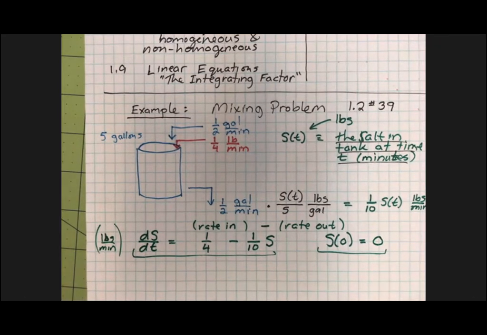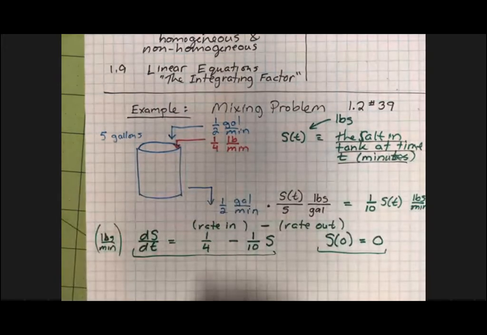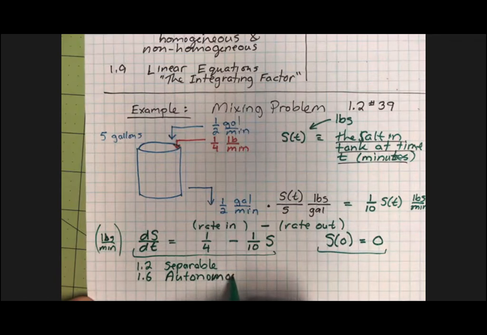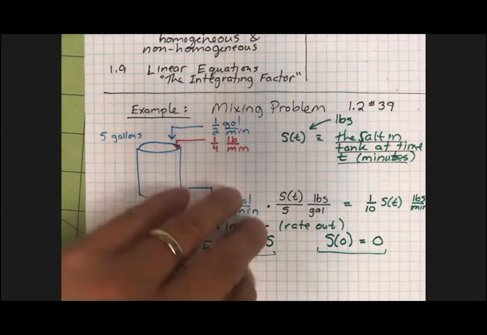This fits in section 1.2 because it's a separable equation. But why am I mentioning it now? Because it also fits in section 1.6. It is an autonomous equation. Autonomous, I gotta learn how to spell. In other words, the slope does not depend on time. So now we're going to solve this equation, but I'm going to show you a new way to solve it, a handier way to solve this equation.